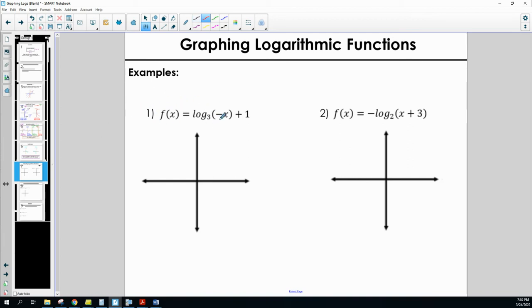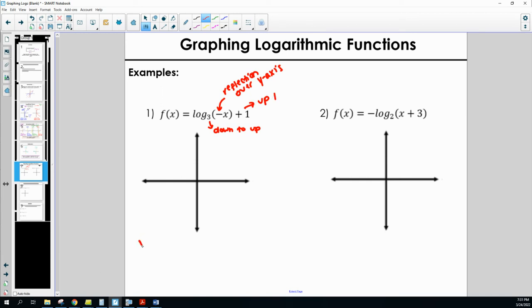So the first thing we notice about number 1 is the base. Now this base is 3. 3 is greater than 1. So that means that this will be a down to up function. Then we look for transformations. So we have a negative here in front of the x, which means that this is a reflection over the x-axis. The y-axis, my bad, excuse me. Because it's reflecting over the y-axis, it is not going to change the shape, so it's not going to make it up to down. It's going to stay down to up. And then this +1 is going to move the graph up 1.